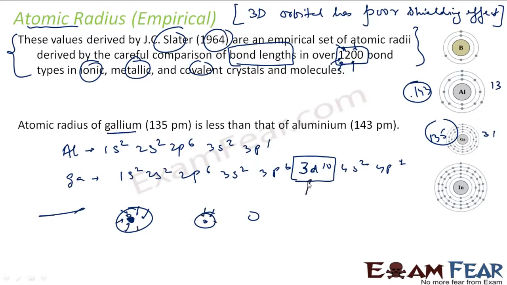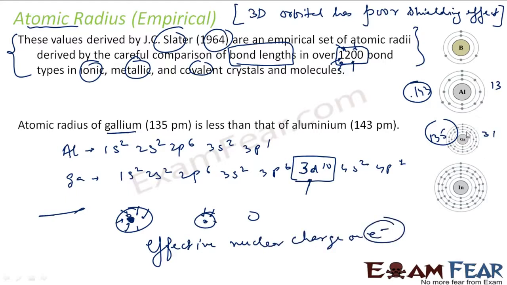Now if the 3d10 has a poor shielding effect, that means the effective nuclear charge on electrons for gallium is more, because these electrons will experience more nuclear charge effect. Why? The shielding effect is less. As I told, the moment you go down the group, the nuclear charge increases, but still the atomic size increases. Why? Because the number of shells is more and these shells provide a shielding effect, and thus the size also increases. But the 3d10 provides a poor shielding effect, and that's why we have some deviation in the electronegativity also.